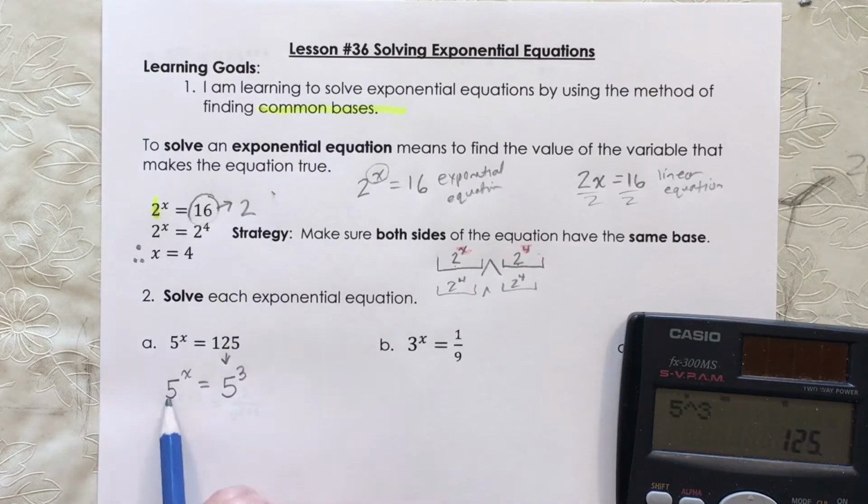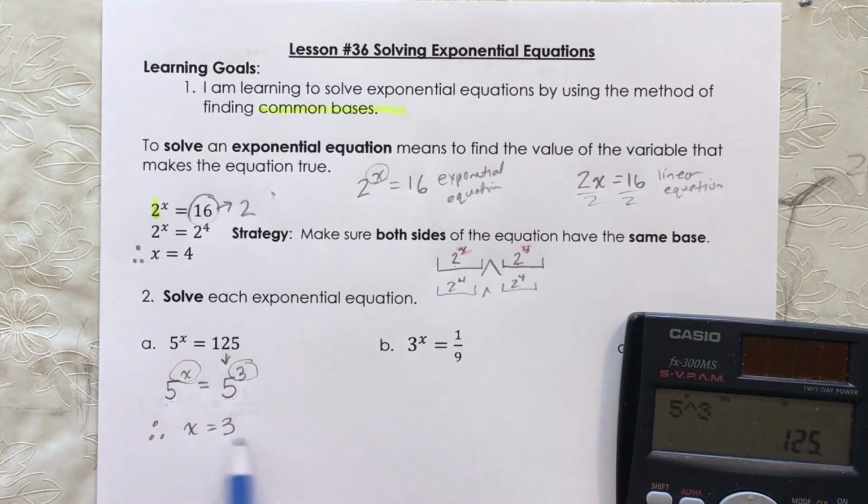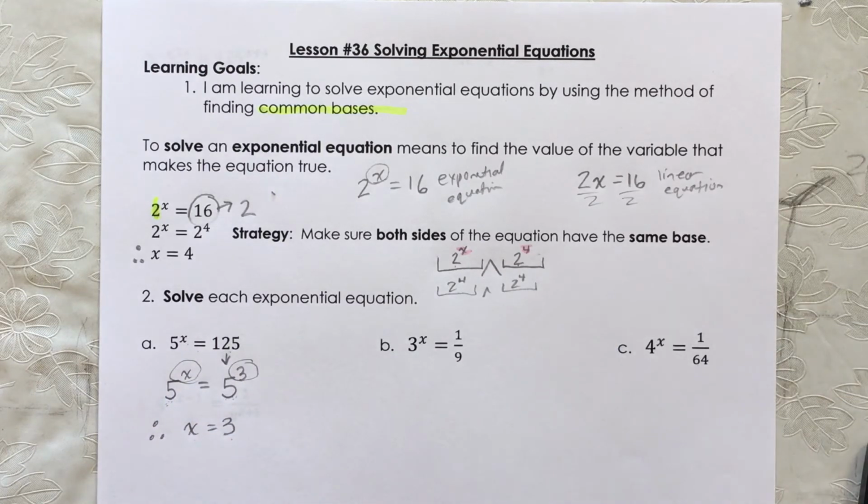Okay, so now we've got the same base on both sides. So once I have the same base on both sides, the exponents have to be equal. So I usually do a therefore statement saying that if the bases are the same on both sides, therefore the exponents have to be the same. And in this case, it's that easy. X has to be 3. So the solution of the exponential equation 5 to the x equals 125 is x equals 3. So it's got a solution, okay, much like a linear equation. In this case, it just has one solution, okay?